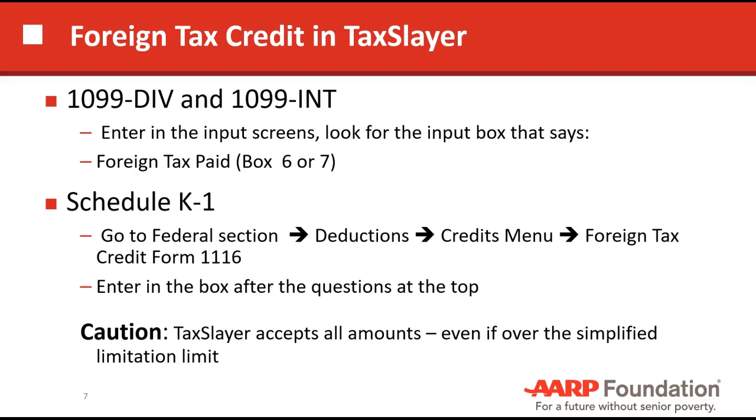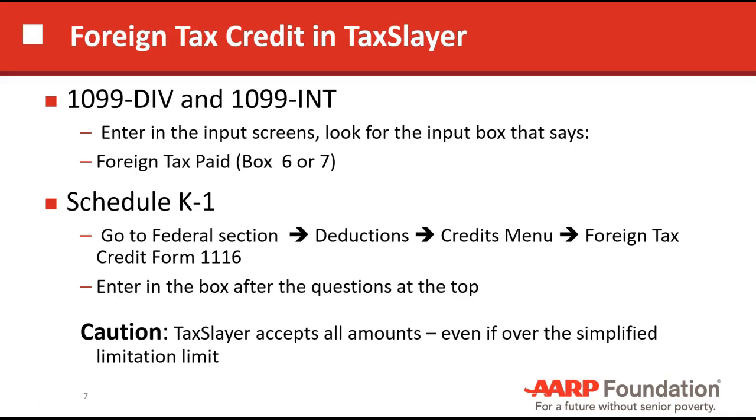Now, in TaxSlayer, you're going to enter foreign tax credit when you enter the 1099 DIV or 1099 INT information. So in the input screens for those, there's going to be a box that says foreign tax paid, box 6 on the INT, box 7 on the DIV.